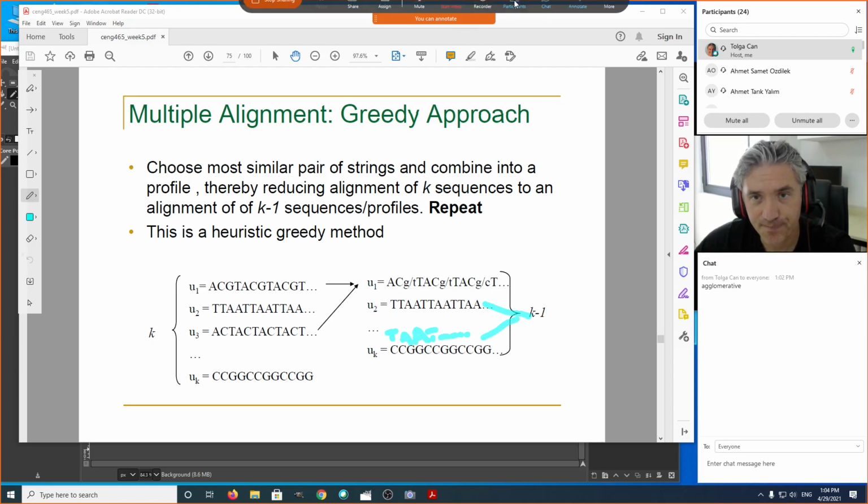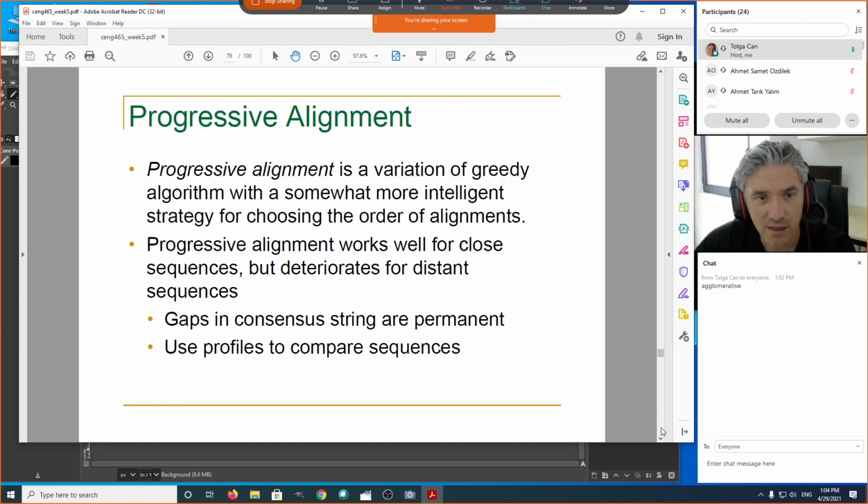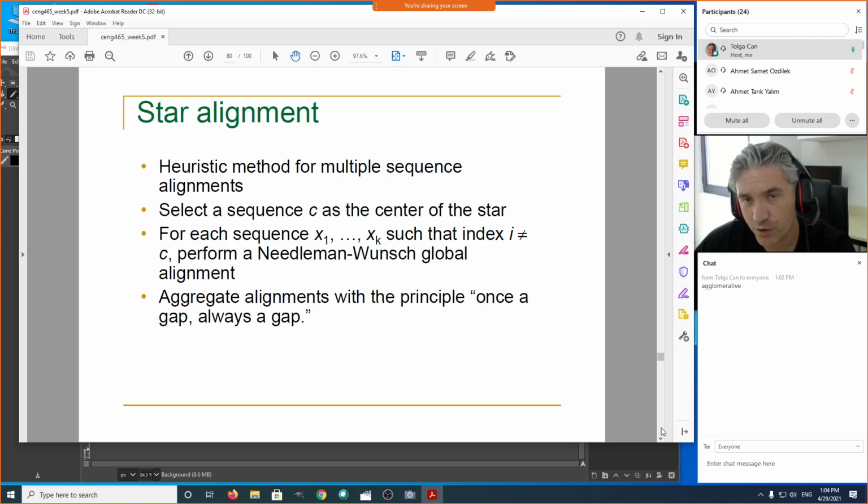We have also seen the star alignment method, in which we first choose a single sequence as the center of our star, and we use the alignment of the other sequences to that as a reference.